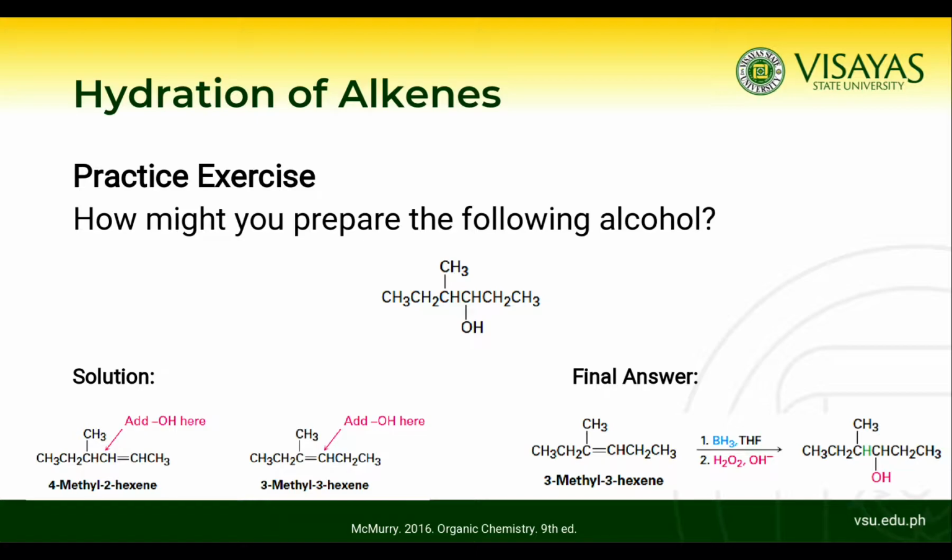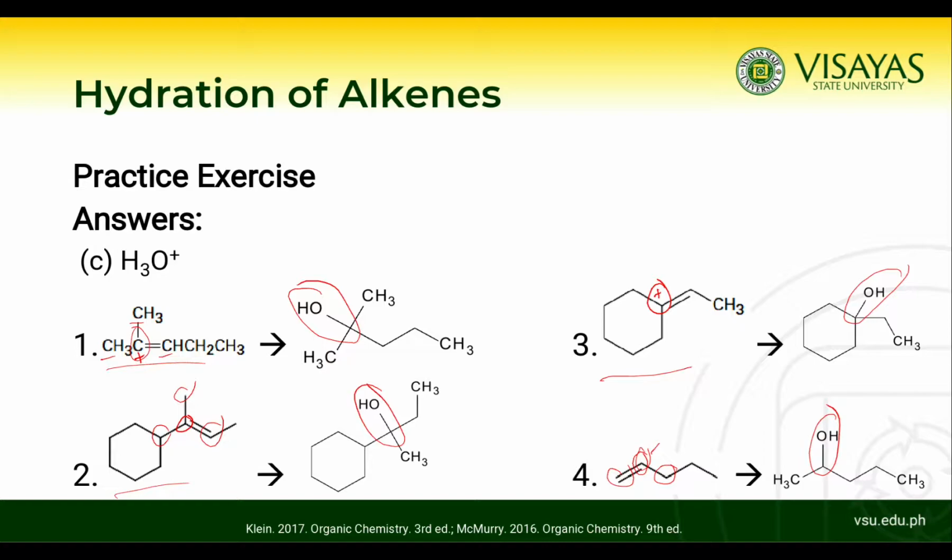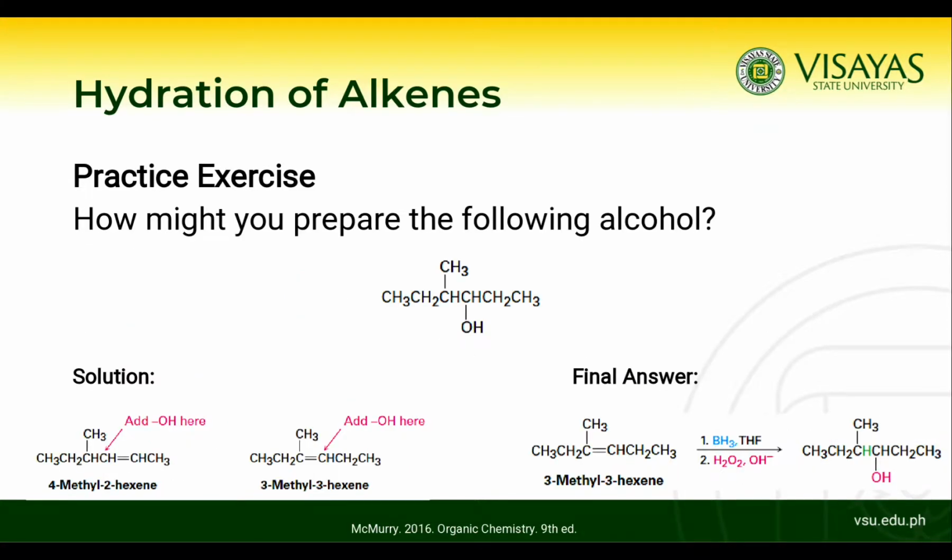Here we have: how are we going to prepare the following alcohol? Earlier, we were given the alkenes and the different reagents, and we were going to predict the product that will form. Here we have the product already. And what we're going to do is predict which reactant, which alkene is the starting material, and what could be the reagents to use.